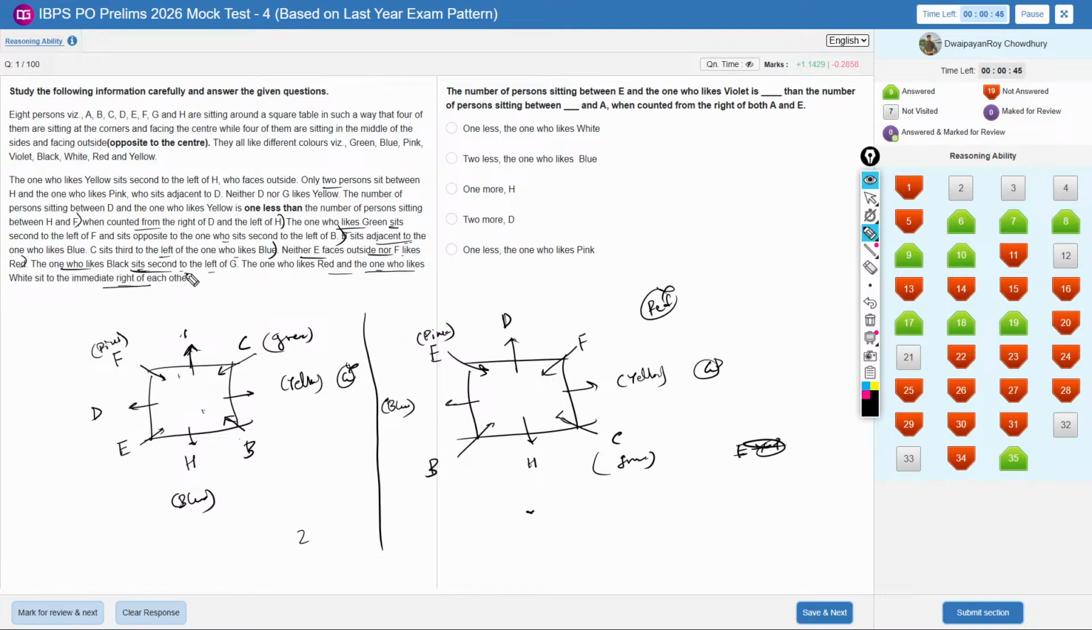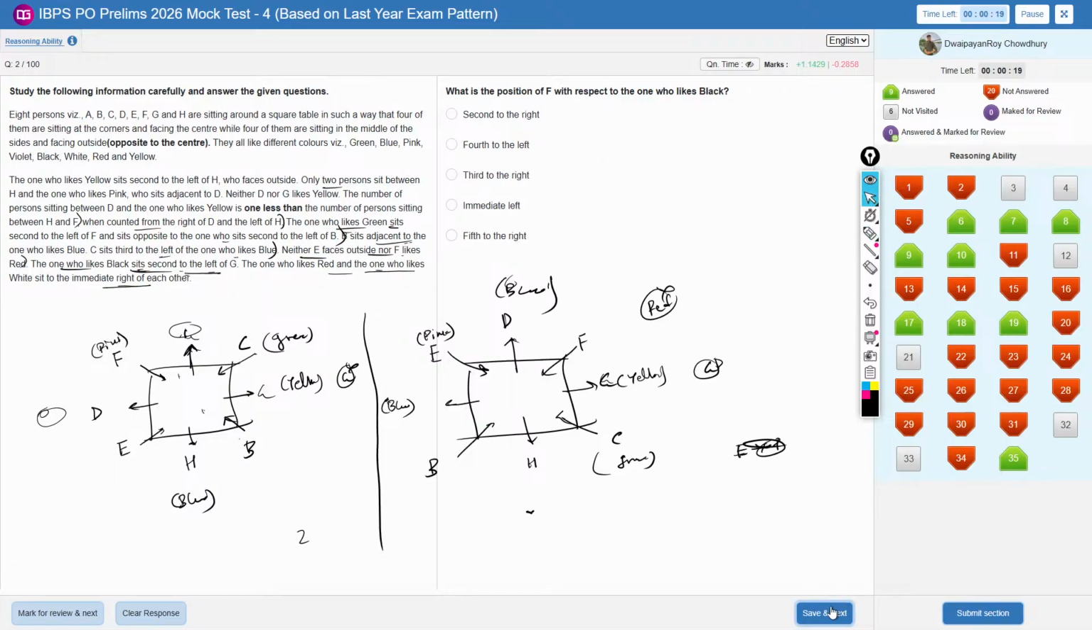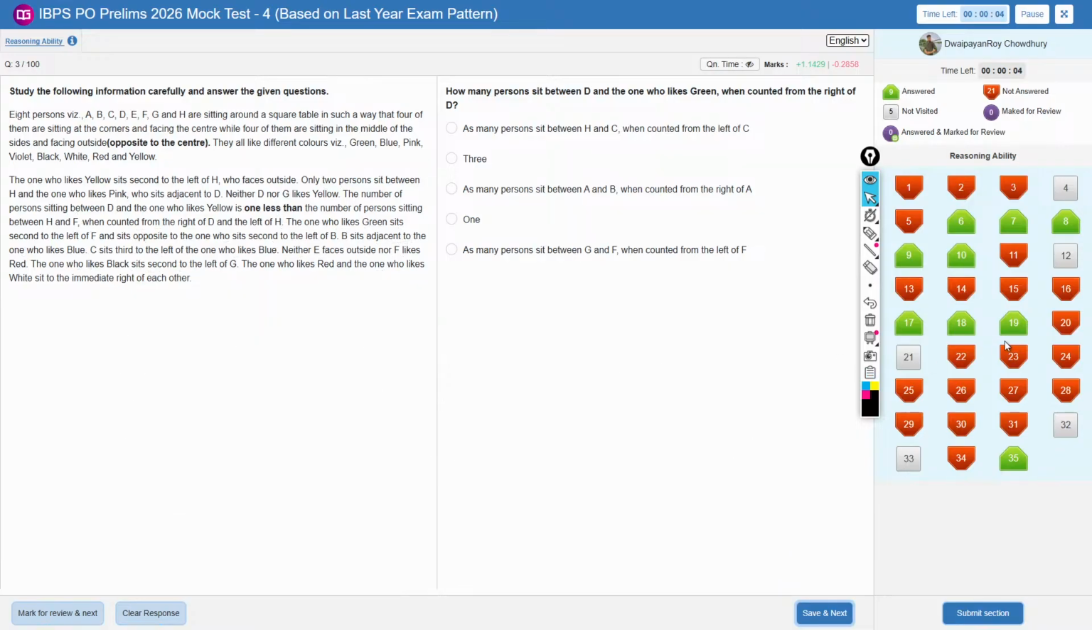Okay, the one who likes black sits second to the left of G. So G, black. No. If G, black, no. Here G, black. Okay, so G, black. What have I done? With respect to black, immediate right, no option. It's a complete disaster.